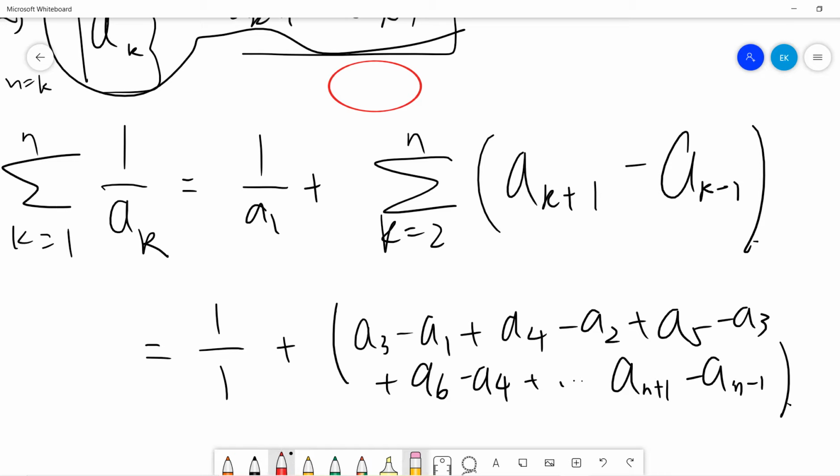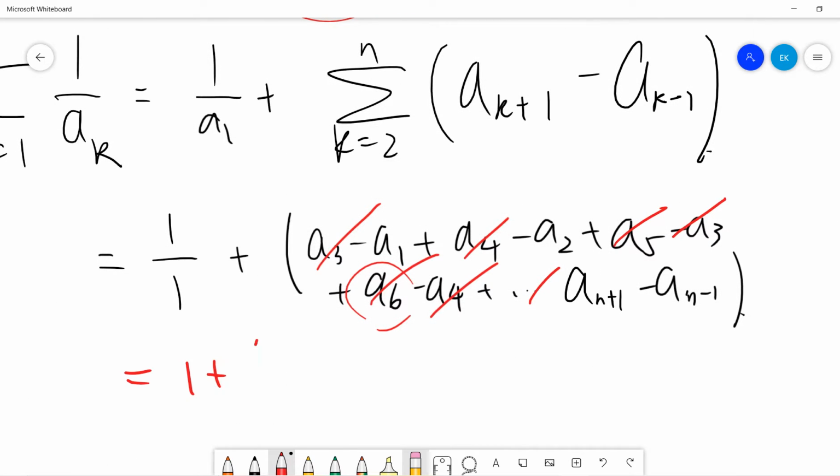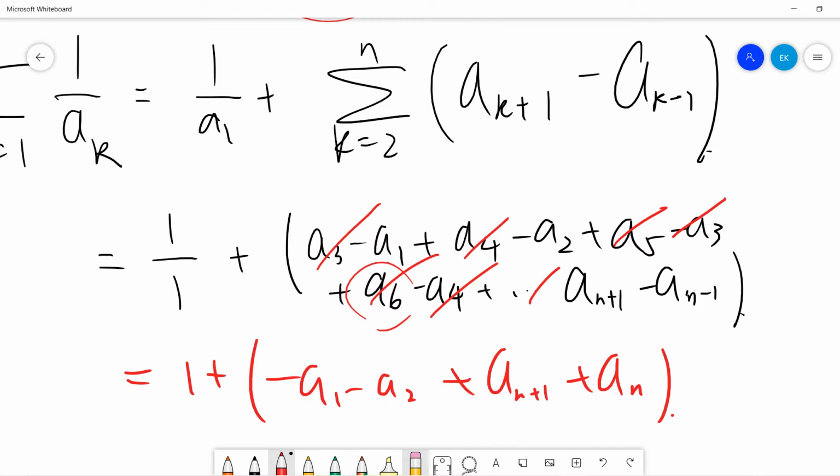Okay, so you see, a3 will cancel, right? And a5 will cancel. You keep going, so a4 will cancel. So everything of this type will cancel, right? So finally you will be left with the first two terms, minus a1 minus a2, and the final two terms. Right? So once we have this, then everything is easy. We just need to bound everything.